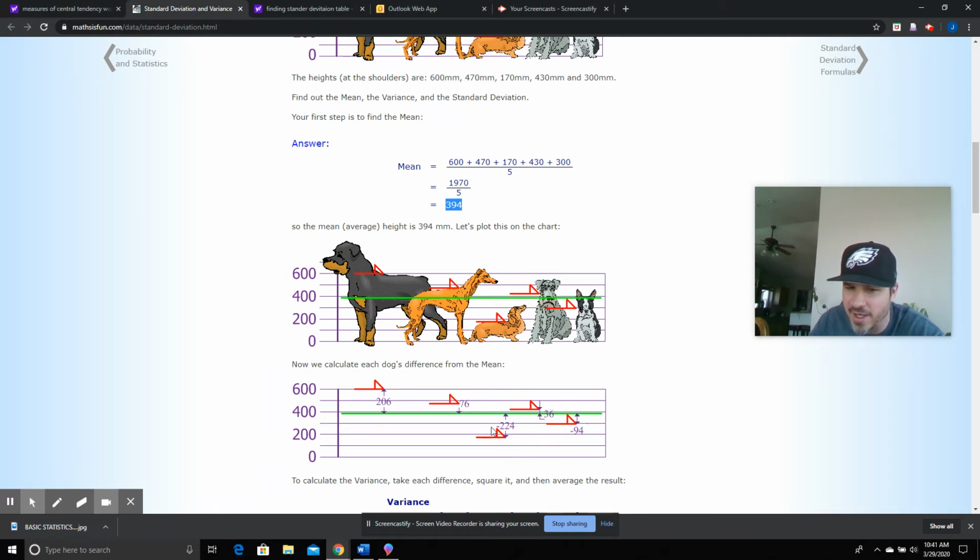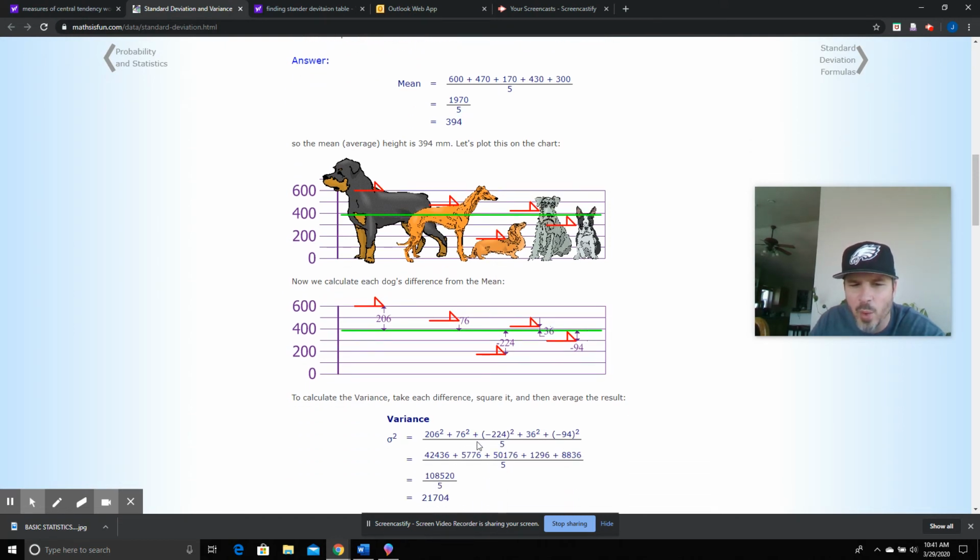So you see how that's a negative? So once we get these differences, that's what these purple numbers are. Once we get these differences, we square them. So we square each number, and that's to get rid of the negative, okay? So we don't want the negative because the negative is just a direction, how far away from the mean it is. So we square that, and then we divide by how many there were.